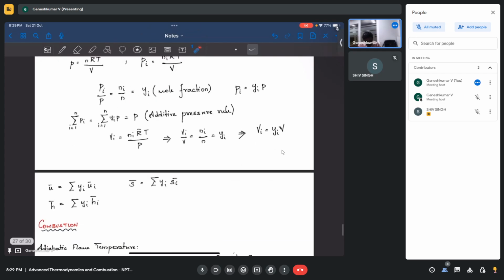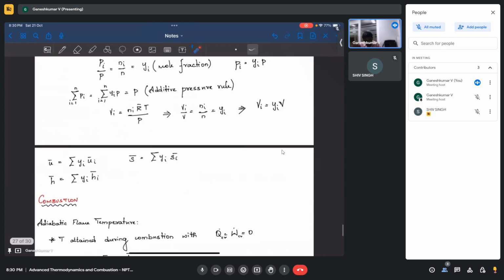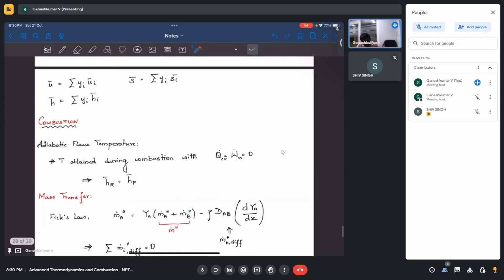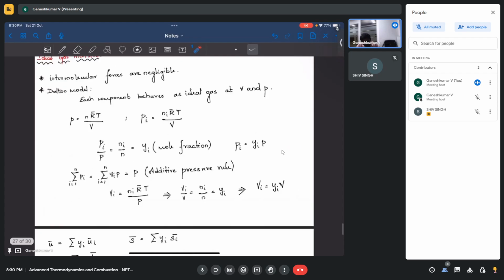That is how we define other quantities also, summation of yi. The yi's are mole fractions. If it is a mole fraction, then this will also be a molar quantity, so please remember that. If it's a mass fraction, then it will be a mass quantity. Let's say internal energy can be kilojoules per kilomole or kilojoules per kg. If it's per kilomole, you need to multiply with mole fraction. If it's per kg, you need to multiply with mass fractions. Those are the things we did in the mixture.